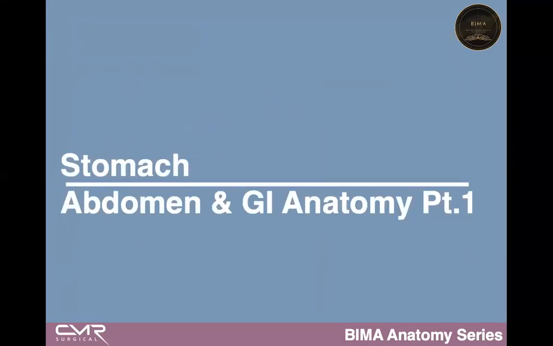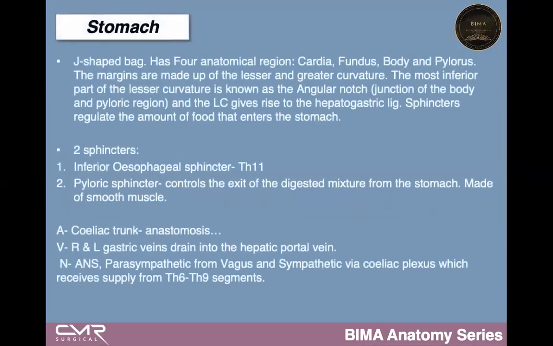Right, so the first thing we're going to start off with is the stomach. So what is the stomach? So the stomach is a J-shaped bag. There are four anatomical regions of the stomach. So typically we have the cardia, we have the fundus, we have the body, and towards the exit of the stomach, we have the pylorus.